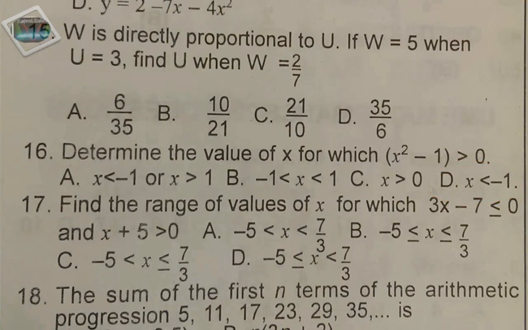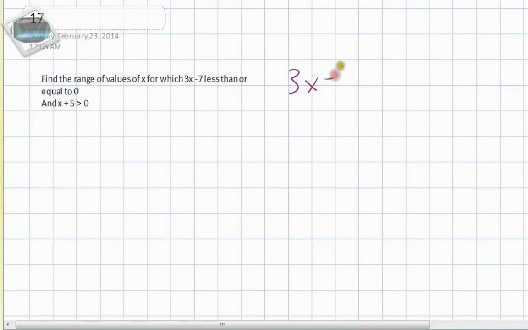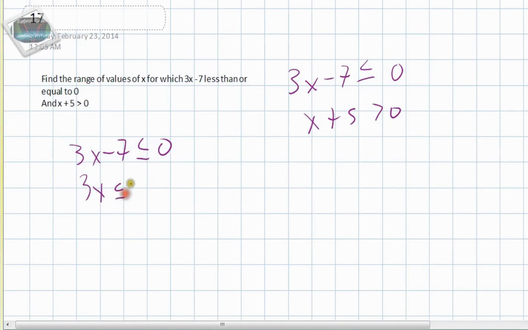So for question 17, it says find the range of values of x for which, I'm going to write it out, 3x minus 7 is less than or equal to 0, and then over here it says x plus 5 is greater than 0. Okay, so what you're going to do is first simplify things for yourself and just solve for x for both of these. Okay, so 3x minus 7 less than or equal to 0. Just isolate x. 3x is less than or equal to 7, right? And then x is less than or equal to 7/3.